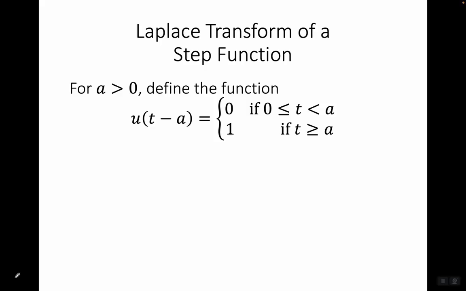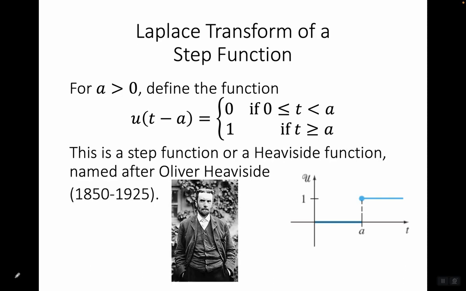For a greater than 0, define the function u of t minus a to be 0 if 0 is less than or equal to t is less than a, and 1 if t is greater than or equal to a. Here's what the graph looks like. It's going to be 0 until you get to a, and then at a, it jumps to 1. This is a step function or a Heaviside function, named after Oliver Heaviside.